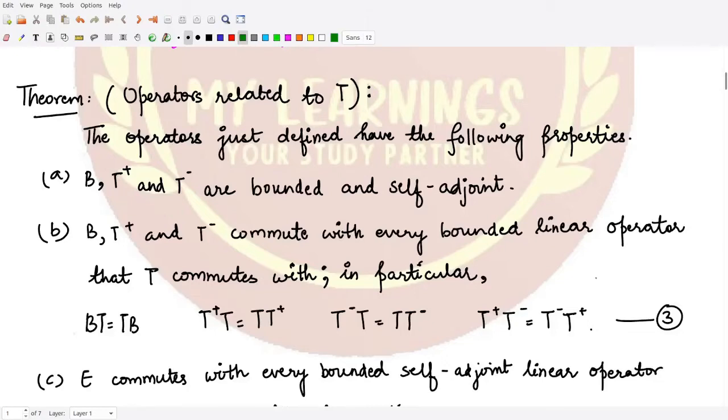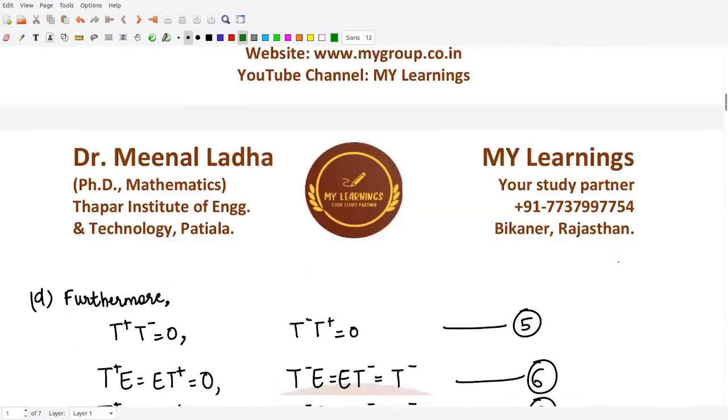In this video we shall be looking at the proof of the theorem which we have just talked about in the previous video. According to this theorem, the operators we have defined as T positive, T negative and B are all bounded and self-adjoint operators. So we need to prove this in the first part. Let's have a look here.